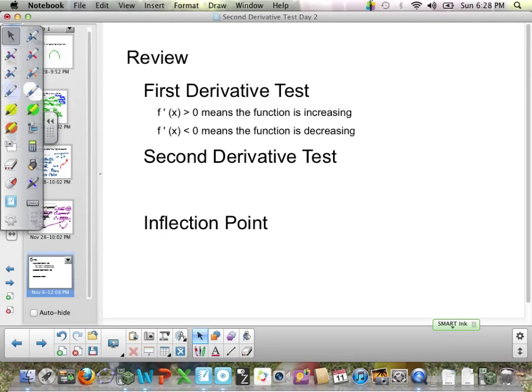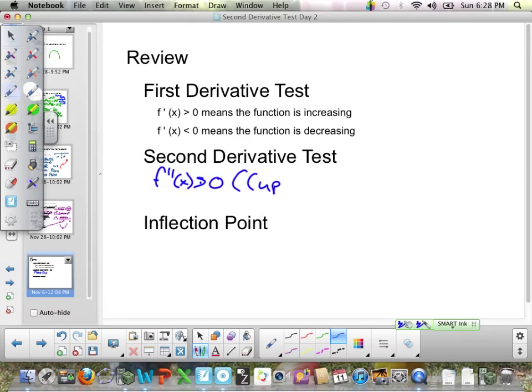And so finally, in review, the first derivative test tells us where the function is increasing or decreasing. If the first derivative is positive, it's increasing. If the first derivative is negative, it's decreasing. All right, the second derivative test tells us concavity. If the second derivative is greater than 0, it's concave up. If the second derivative is less than 0, it's concave down.